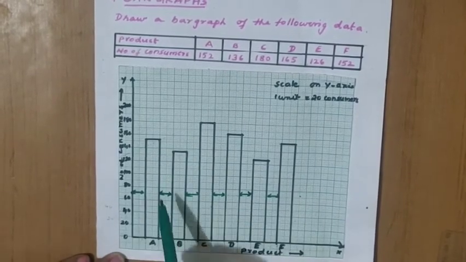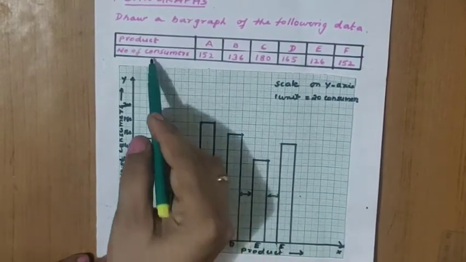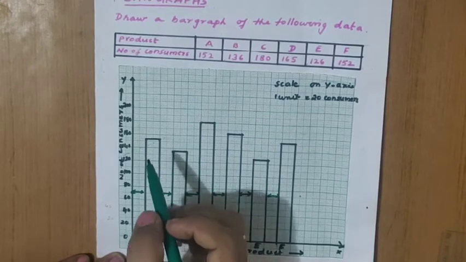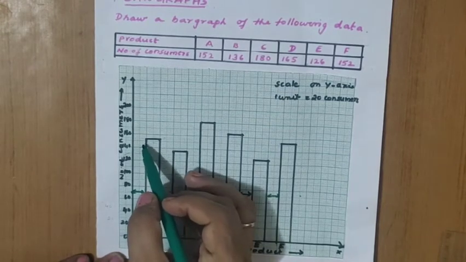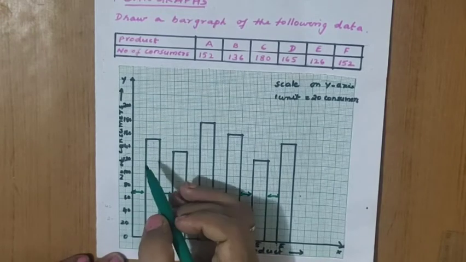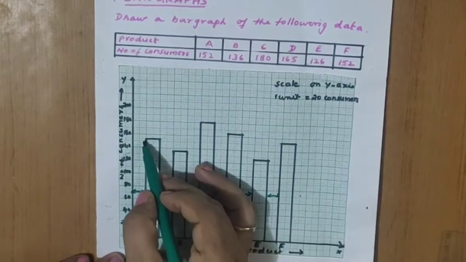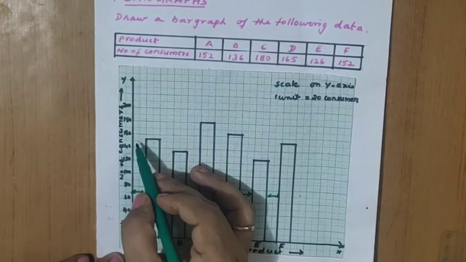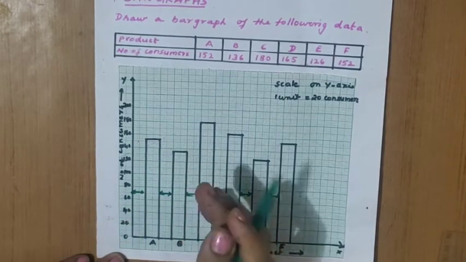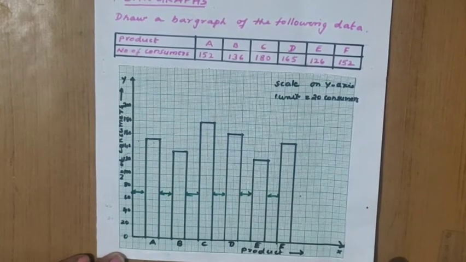Now what does the height of the bar show? The height of the bar shows the number of consumers according to the question. That is called the frequency. So the product A has how many consumers? 152. Since I have taken the scale on the y-axis as 20, 40, 60, like that, the middle line is 140, meaning this middle line is 5 units after 5 units, 150. So 152 means a little more. Like that we have to complete all the bars.